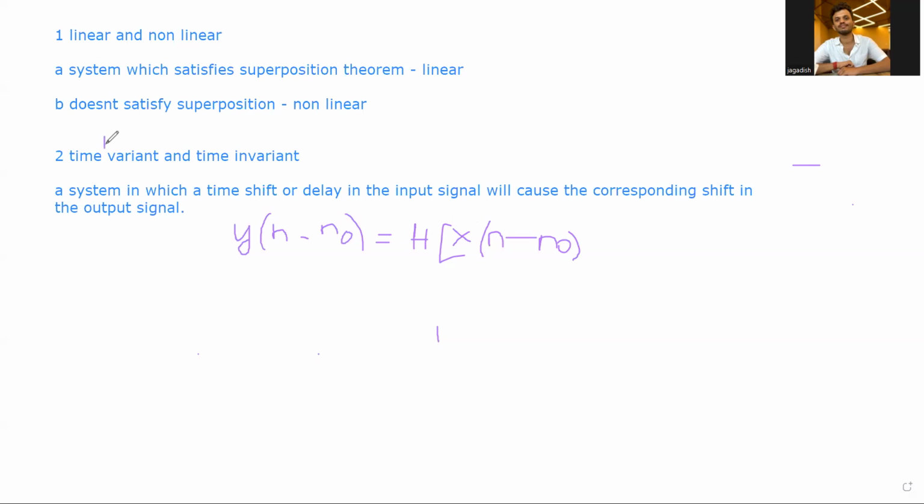This is time invariant. So which will not vary, that we will call a variant system. Are you writing down, Dilip and Surendra?